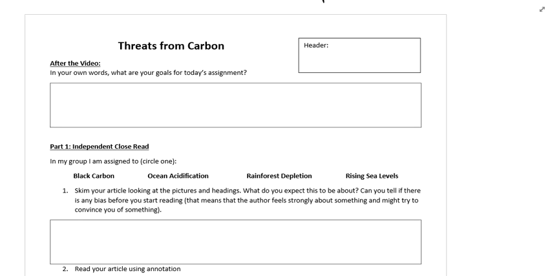Today you are going to continue on your journey during Carbon Week to look at the threats from carbon. So yesterday you got an introduction briefly to some of the ways in which carbon is useful to our society or useful to living organisms. Today we're going to look at all of the different ways that carbon can be dangerous and basically hurt us.